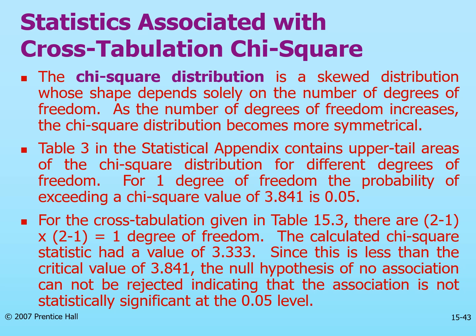Table 3 in the statistical appendix contains the upper area of the chi-square distribution. For 1 degree of freedom, the probability of exceeding a chi-square value of 3.841 is 5%. When our calculated value is 3.333, it means that the null hypothesis is going to be accepted. So for the cross tabulation given in 15.3, there is 1 degree of freedom. The calculated value is 3.333.